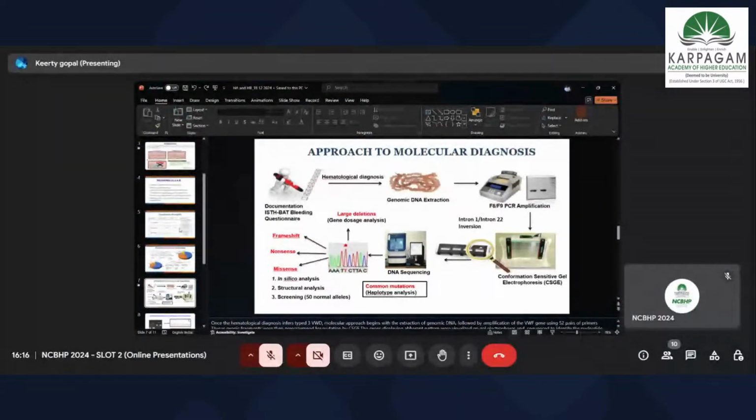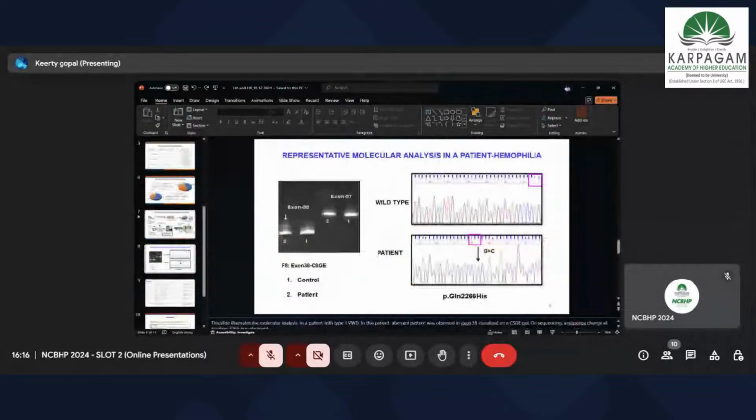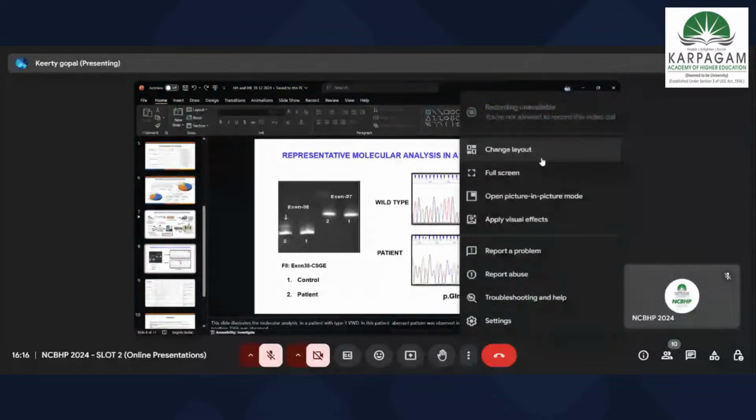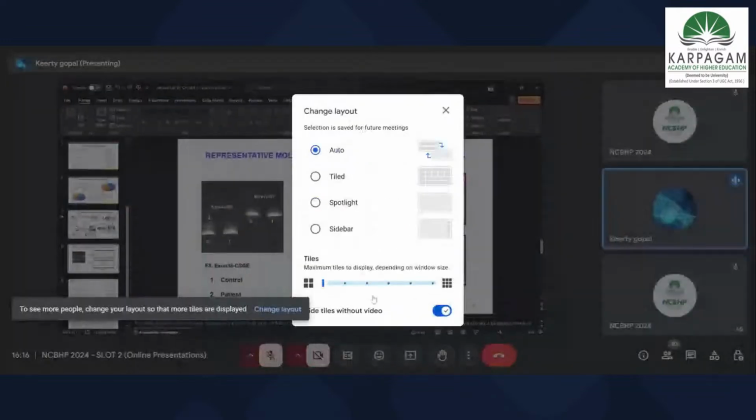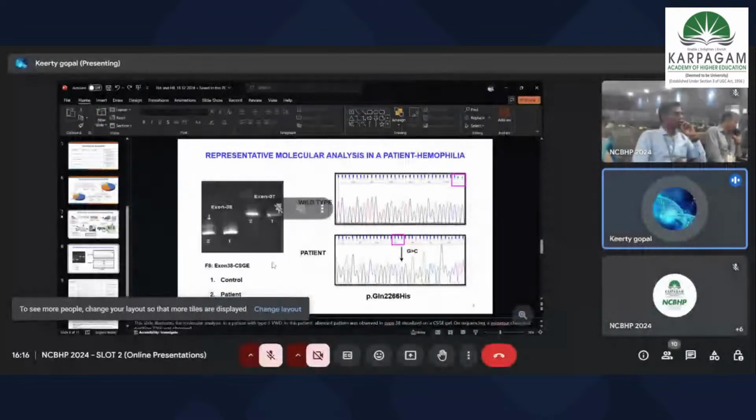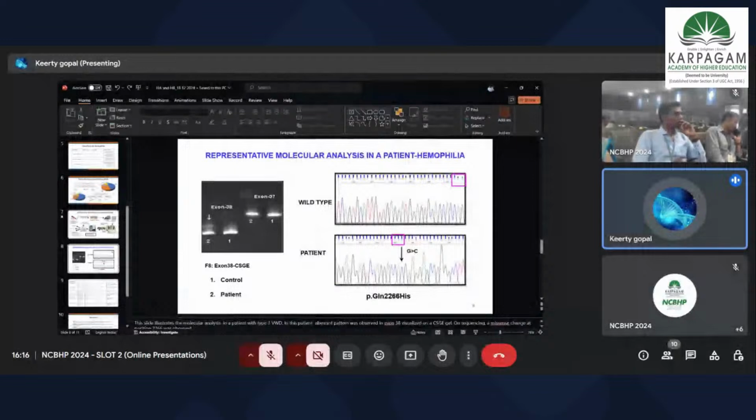So this image illustrates the patient data of the hemophilia A. This is the wild type. This is the patient. Glutamate to histidine, the amino acid changes. Amino acid coding region was absent. So it leads to the missense mutation.